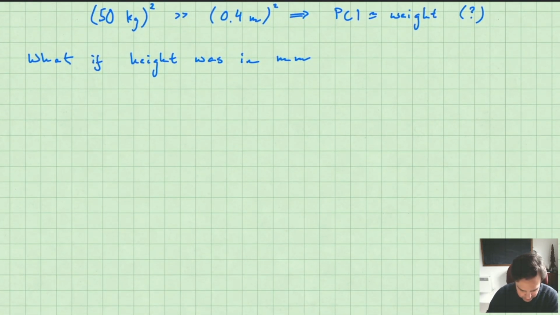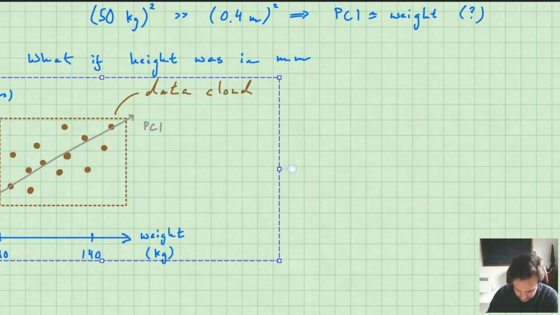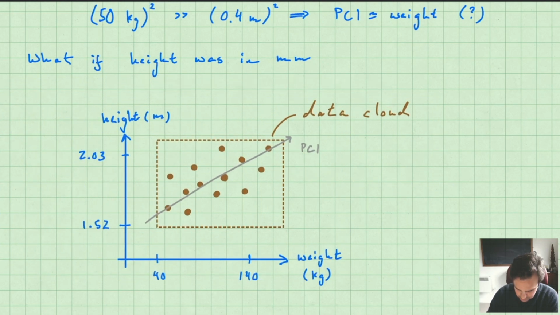And as you draw this, you should start to see the issue. So this is 40, and this was around 140. And this was weight in kilograms. And this vertical axis is height, but in millimeters. Height in millimeters. Sorry, bad writing.